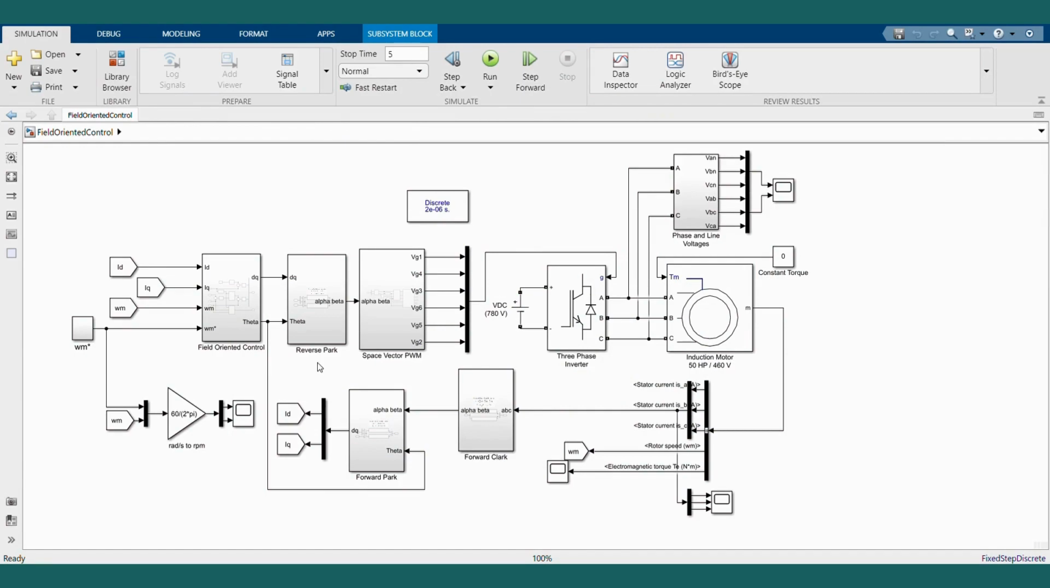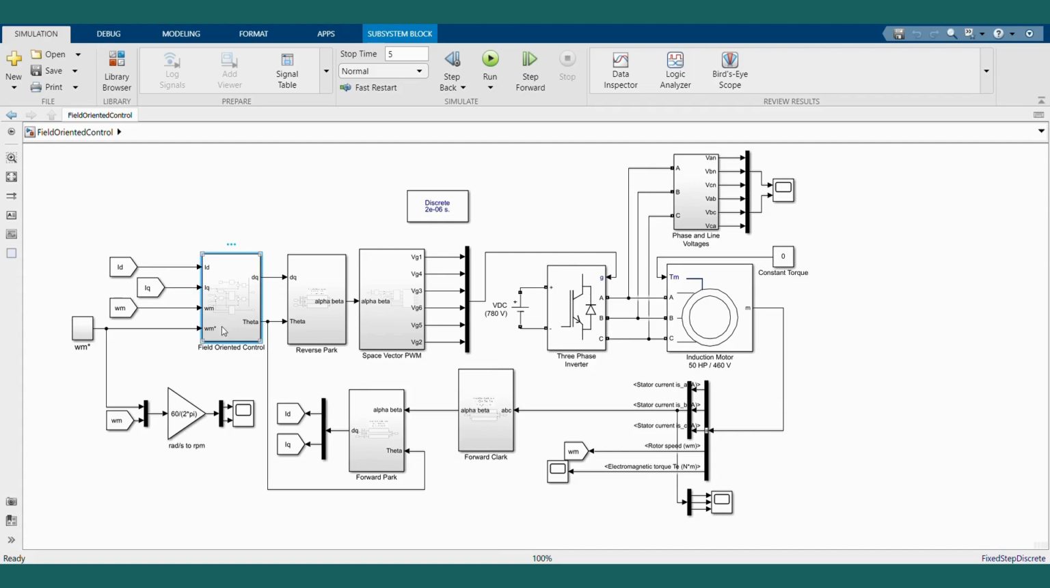Good evening, teacher. My name is KJ Pisat from the FOC group, and this is the system that we built. As you can see here, we have field-oriented control. This is the brains of the system, where it calculates everything.